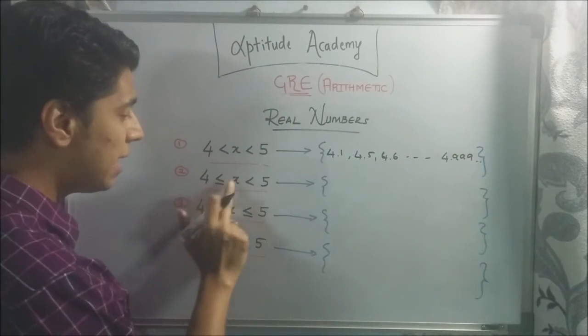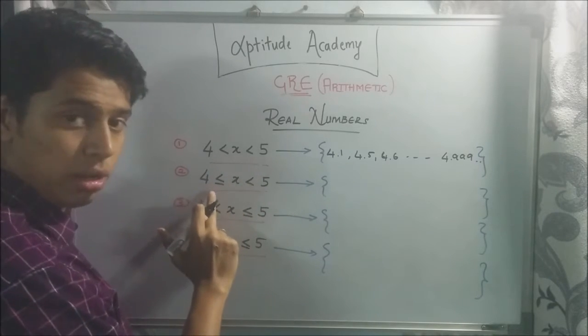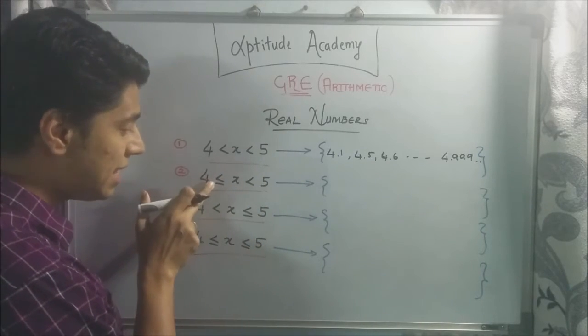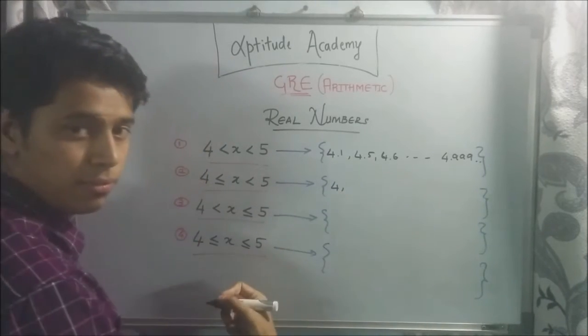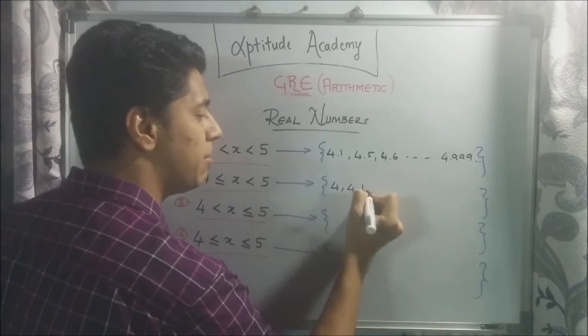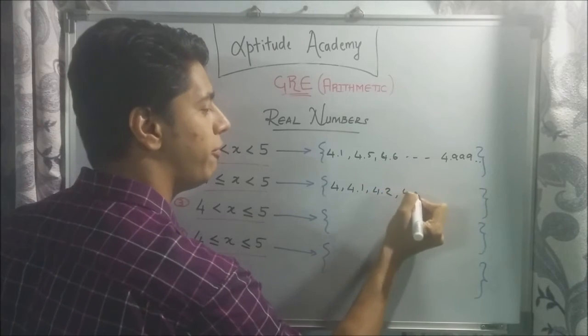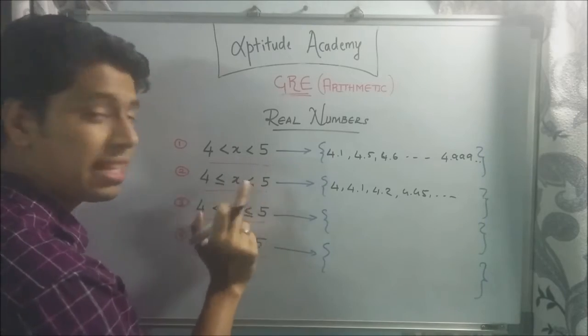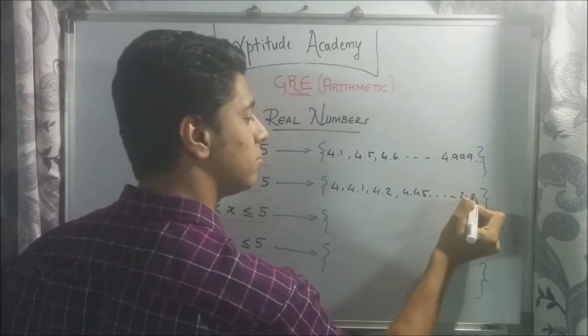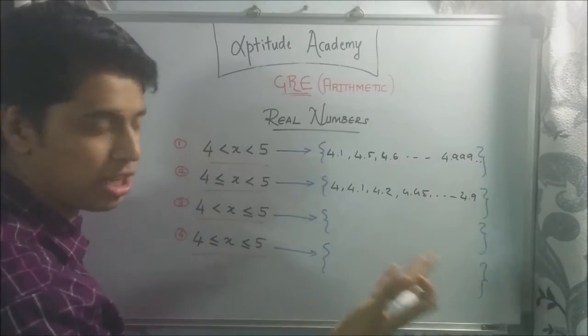For your second interval, x is greater than or equal to 4, but less than 5. Now, since there's an equal to sign here, greater than or equal to, your first number will be 4. Anything else is just in the middle, 4.2, 4.4, 5, whatever you want. And your last element is still going to be less than 5. So it can be 4.9 or 4.999. It depends upon your range.